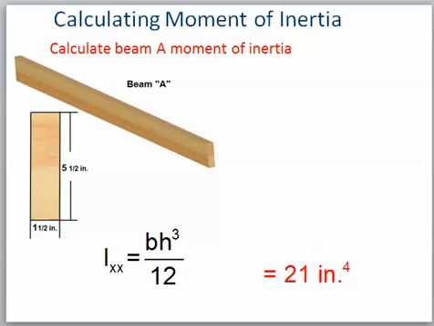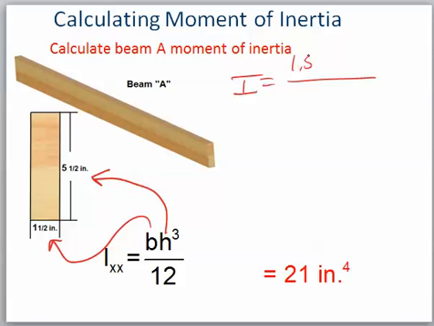Okay, so having said that then, let's calculate beam A's moment of inertia. What I've done here is I've identified that the base is the 1 1/2 inches and the height is the 5 1/2 inches cubed. So when it comes down to calculating this moment of inertia, we can say that inertia is equal to 1.5 times the 5.5 cubed, and it's going to be over the 12.